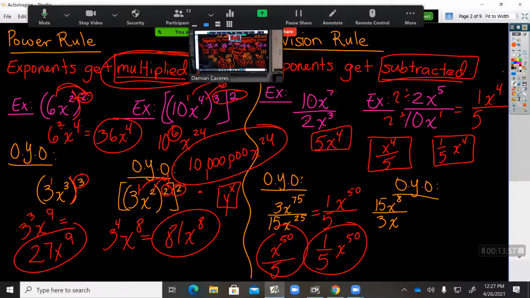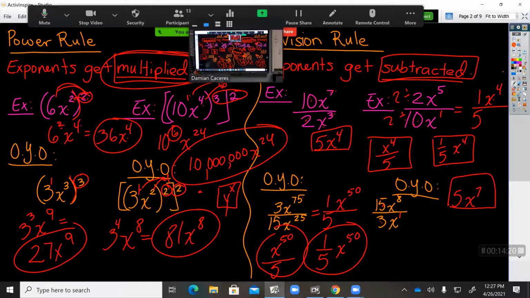Now, in the last example, 15 divided by 3 can be done. So do it and put your result on top. So 15 divided by 3 is 5. X to the eighth divided by x to the first is x to the seventh. Now, because there's no fraction, no negative exponents, we're done. This is our answer.